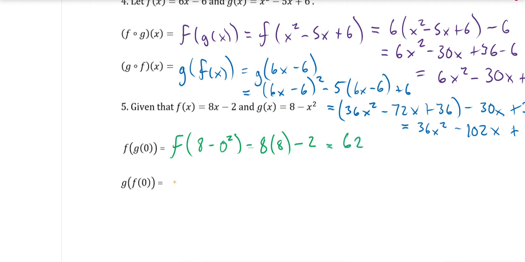Here, we want to take and plug into g. What happens if we plug 0 into f? This would be 8 times 0 minus 2. In other words, what is g of minus 2? Now g says I want you to take 8 and subtract the square of what you're plugging in. So we plug in a minus 2 here, and we get 8 minus 4, which is 4.